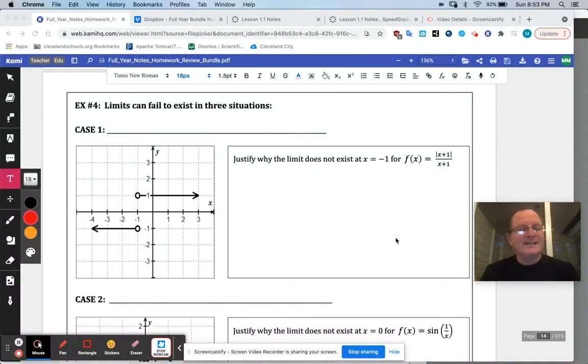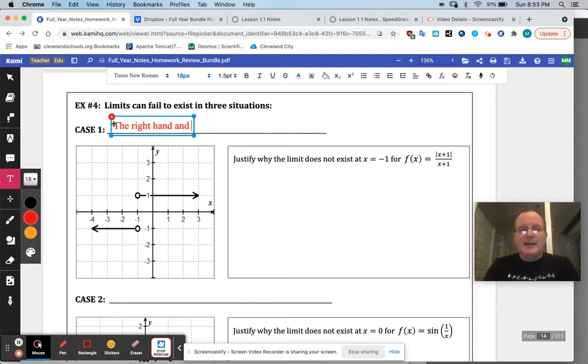Okay, the next example is talking about the three situations where limits can fail to exist. Now, two of them I agree with. One of them you can make an argument for or against and be correct in either instance. The first case, and we've already discussed this a little bit, is where the right hand and left hand limits disagree.